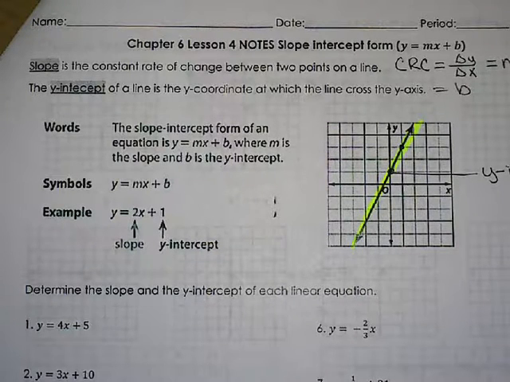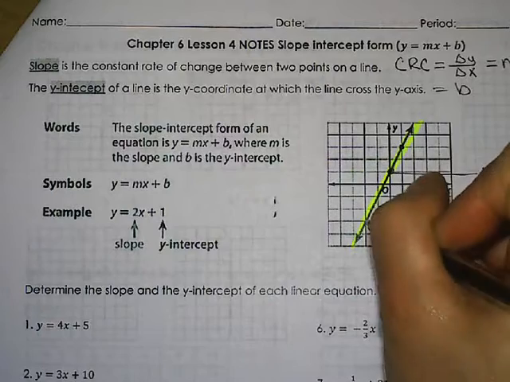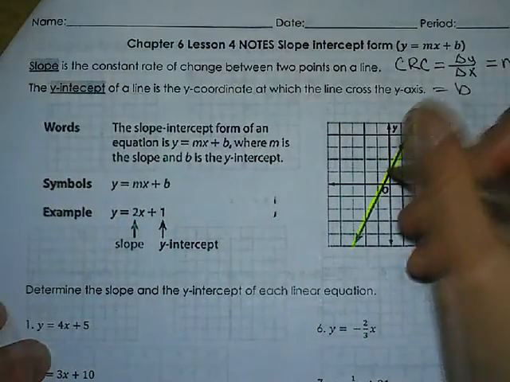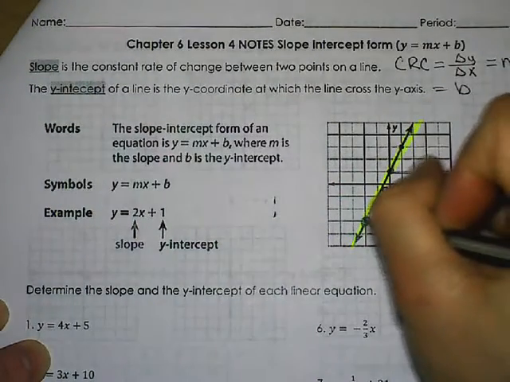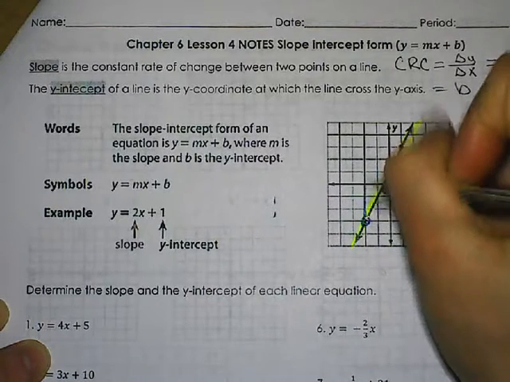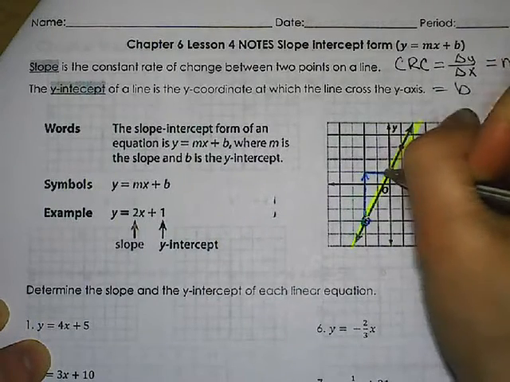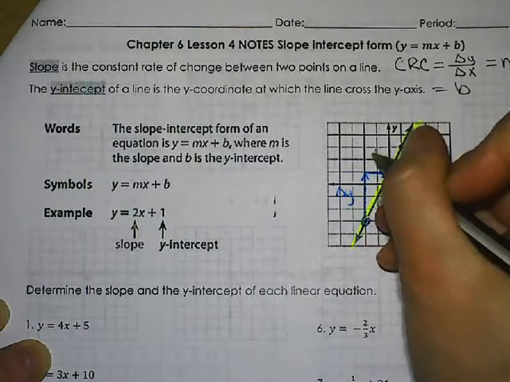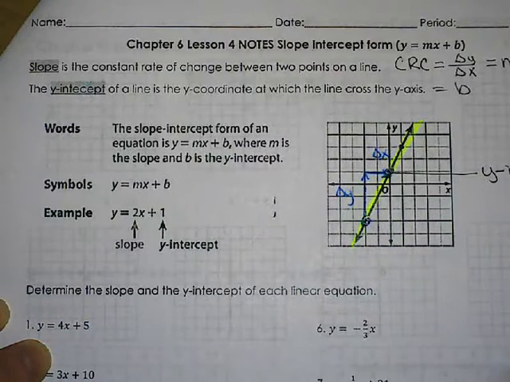The slope is found using the triangle that we were using a couple of days ago to find the constant rate of change. So I will pick 2 points along our line. It can be any 2 points. Draw my triangle above the line. This is the change in y, and this is the change in x.